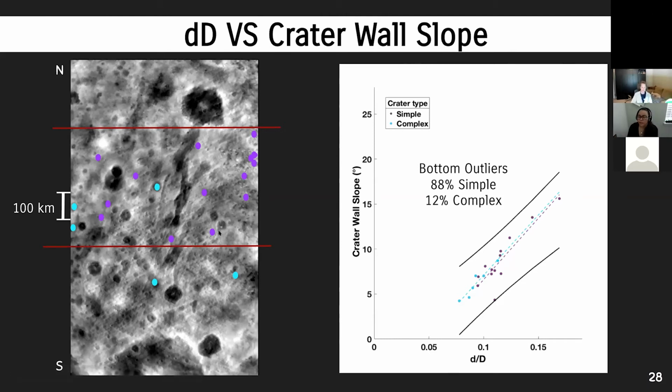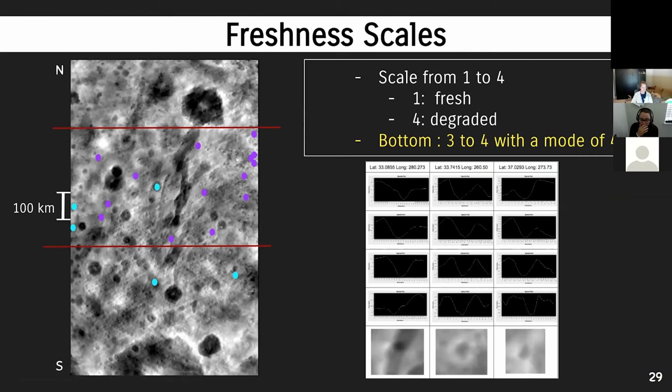So looking closely at them, using the method used by Michael Kirchoff, we studied the craters' profiles and the topography and scaled them from 1 to 4. We evaluated each of the profiles and the topography, and if we evaluate one with a number 1, it will be a fresh, pristine crater, while the number 4 will be a degraded crater. These craters were all evaluated between 3 and 4, and we found the mode to be 4, which also agrees with the idea that these craters might possibly be secondary craters.